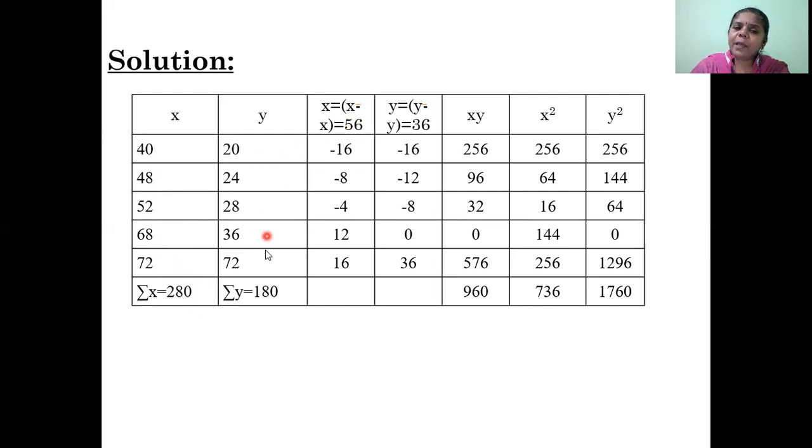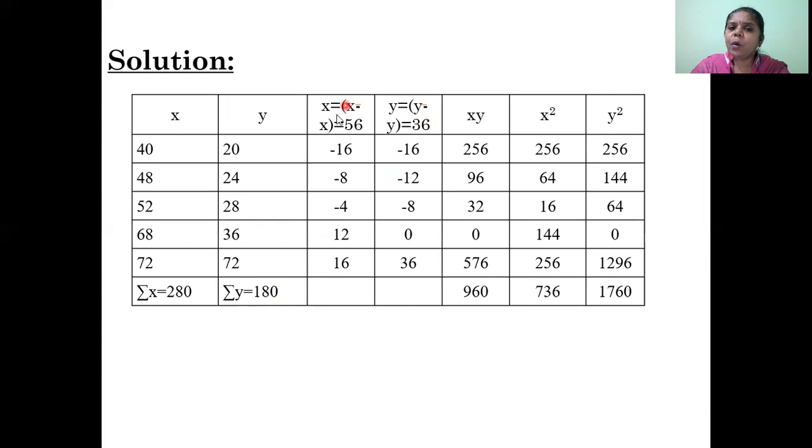So the y variable they have given: 20, 24, 28, 36, 72. The total comes to 180. So 180 divided by the number of items. Number of items here is 1, 2, 3, 4, 5. So 180 divided by 5, you will get 36. This is the y mean. So x mean is 56, y mean is 36.